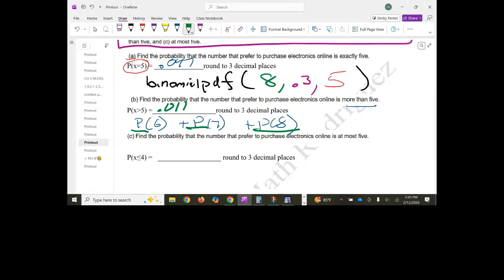Okay. Y'all, look at the next one here. It says, find the probability that the number who prefer to purchase their electronics online is at most 5. At most 5 means 5 or less. Guys, I put a typo here. This should be a 5, not a 4.